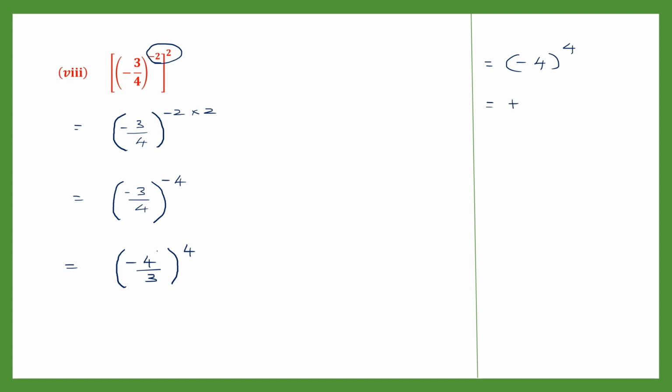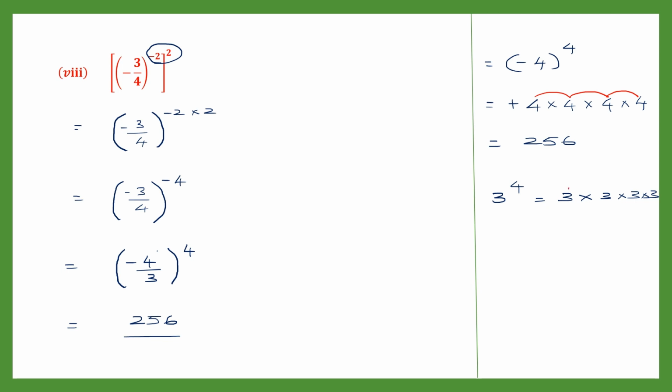So we'll have positive, now 4 times you multiply 4 into 4 into 4 into 4. So we multiply this 4 times. So this is now 4 fours are 16, 16 fours are 64, 64 into 4 is 256. So now minus 4 to the power of 4 has become 256. Now down we have 3 raised to the power of 4. 3 raised to the power of 4 is 3 into 3 into 3 into 3. So this is 3 threes are 9, 9 threes are 27, 27 into 3 is 81. So here we have 256 by 81. So this is our final answer, 256 by 81.